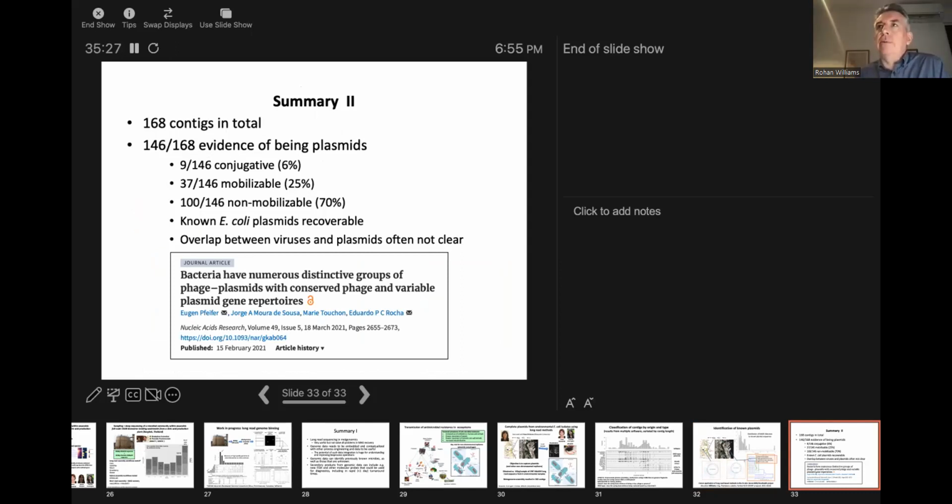We can use long-read sequencing to capture non-chromosomal replicons from these E. coli isolates from natural environments. We can understand what sort of plasmids they are. These conjugative ones are very well studied. There's a small proportion that are mobilizable. The majority are non-mobilizable as defined by current understanding.